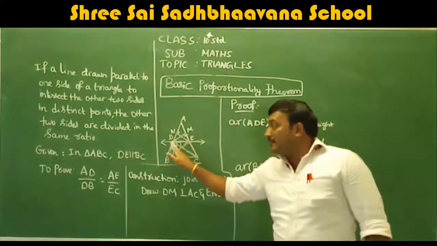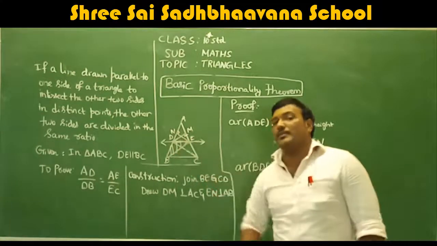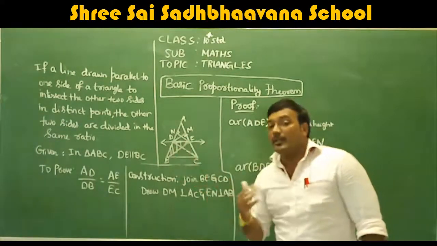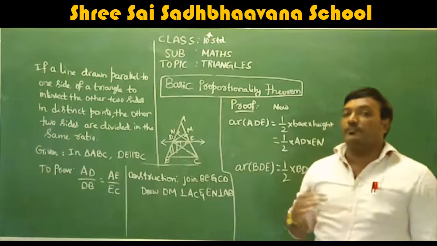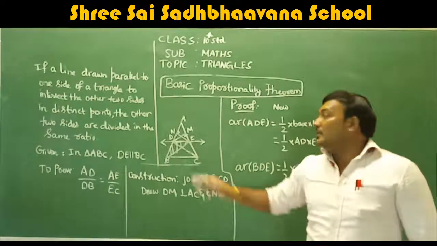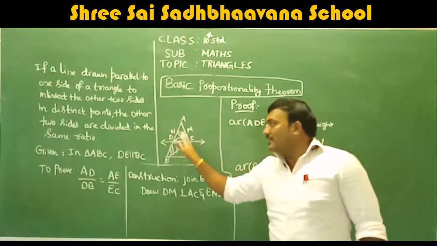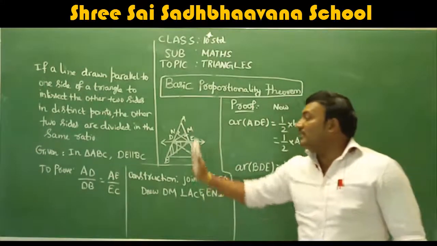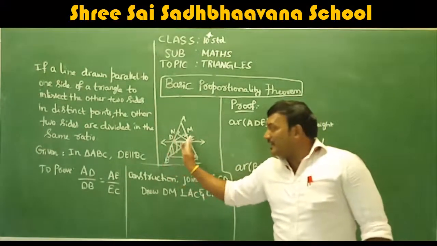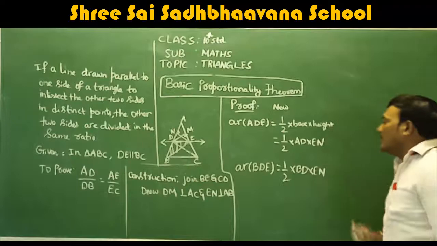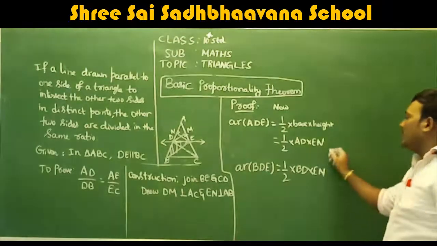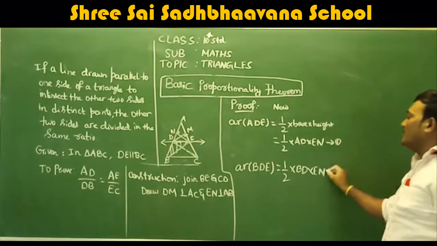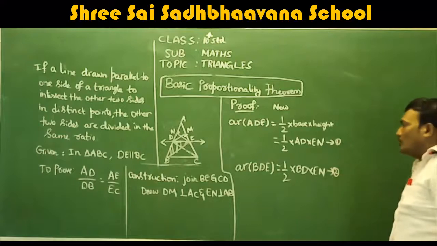Remember, BD we extended and EN we can take as perpendicular. So that is only the theorem, the property explained before. If you are not able to draw the perpendicular, you can extend BD to N and EN you consider as perpendicular. So for the base BD, EN is perpendicular. So that's the reason half into BD into EN. This you take as equation 1, this you take as equation 2.